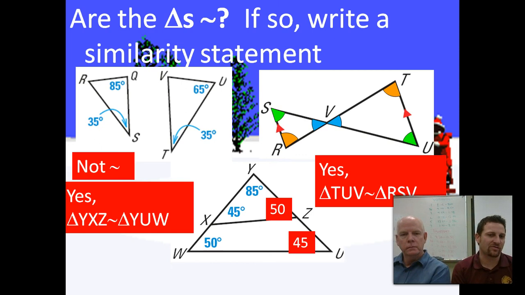So just pay close attention to the information. Don't always just look at the drawing and make a snap decision, guys. Do the math first.